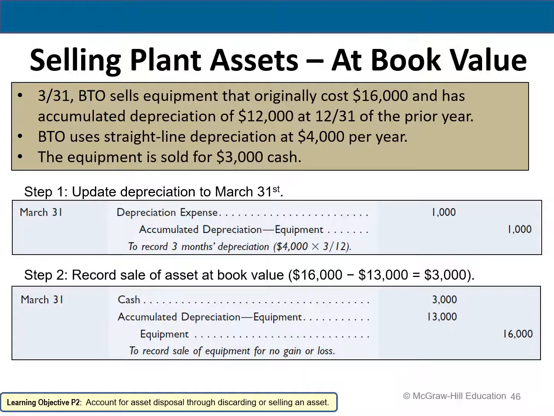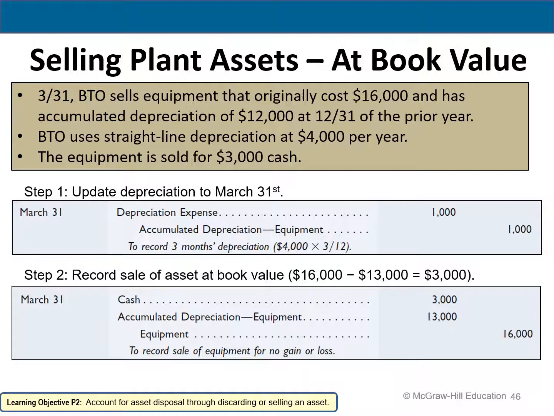Depreciation's $4,000 per year, so we have to record another, what would that be? 3/12 of our annual depreciation expense before we dispose of it. So that's 3/12 of 4,000, which is 1,000, right? So we're going to increase our depreciation expense to update our depreciation through March 31st with a debit of 1,000. We're going to increase our accumulated depreciation with a credit of 1,000.